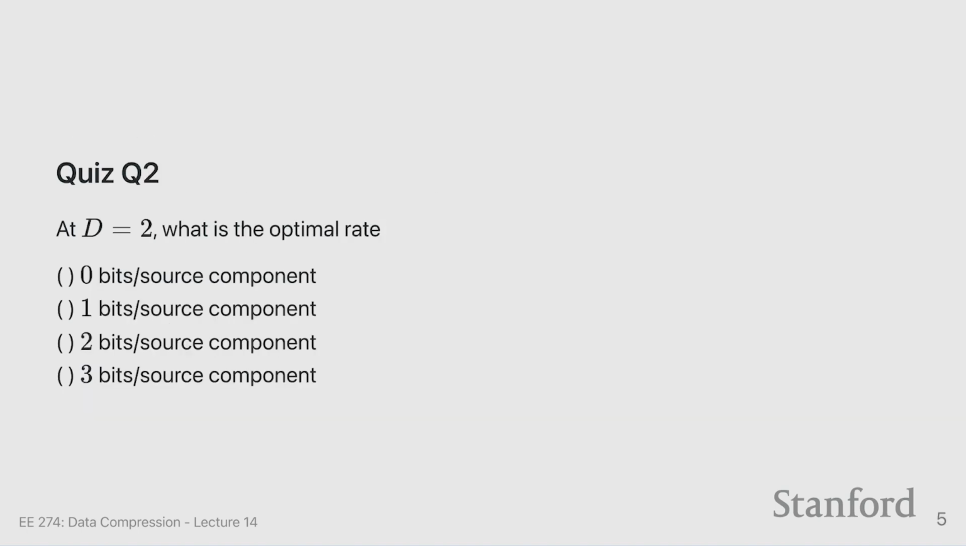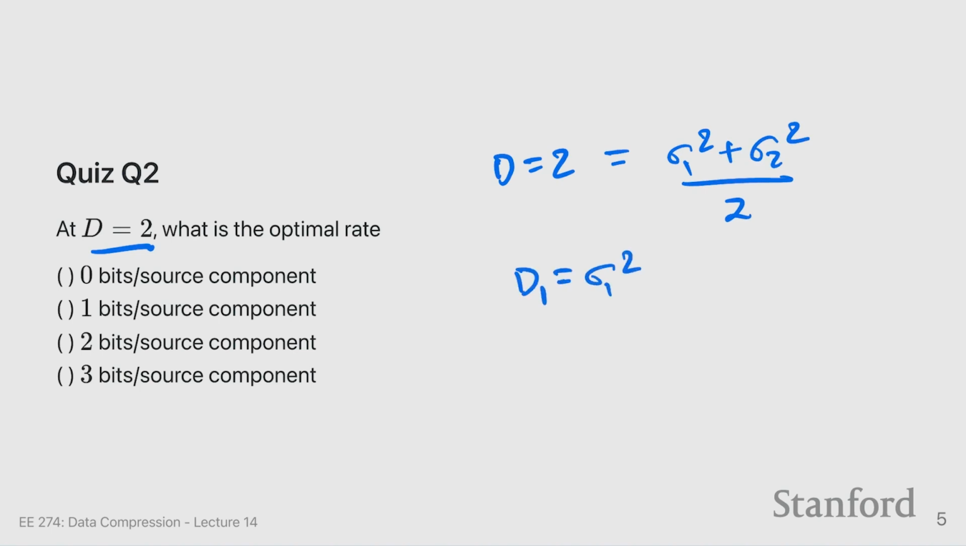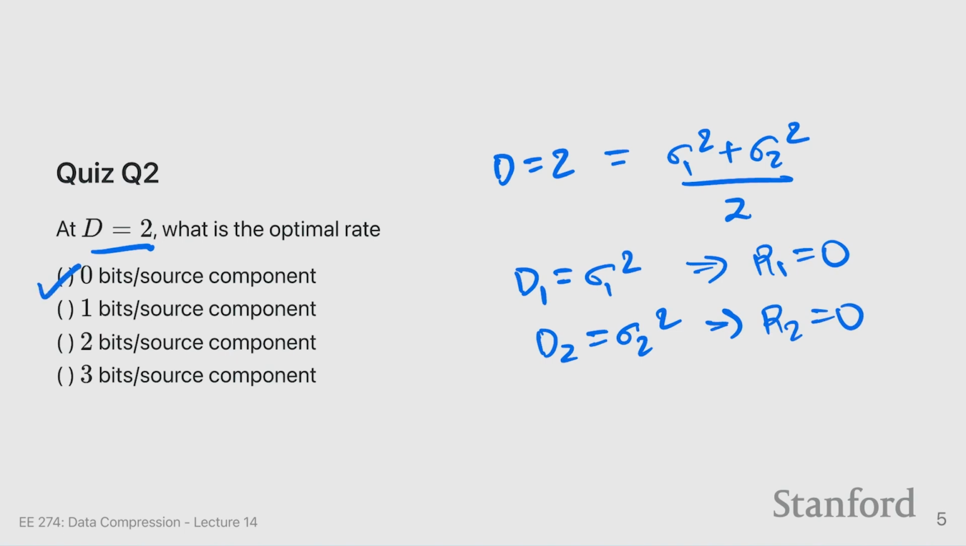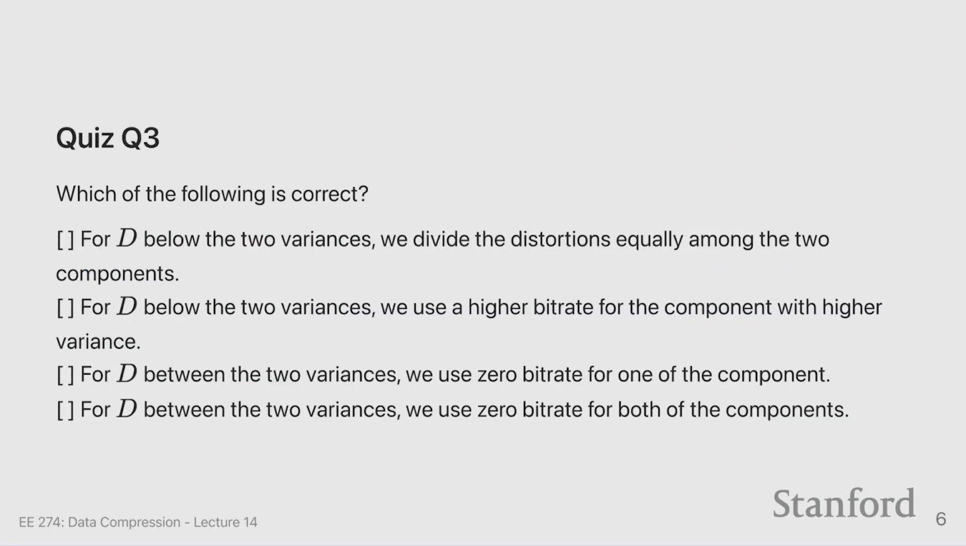Then the second question was, at D equal to 2, what is the optimal rate? At D equal to 2, this is the same as, you can verify, sigma 1 squared plus sigma 2 squared by 2. So basically you will give distortion of sigma 1 squared to the first component, sigma 2 squared to the second component, and this would imply the rate for the first stream is 0 and similarly for the second stream is 0, and hence you just need 0 bits per source component, right? Again, I'm not getting into details because we literally covered this in the last class, and this is just putting in specific values.